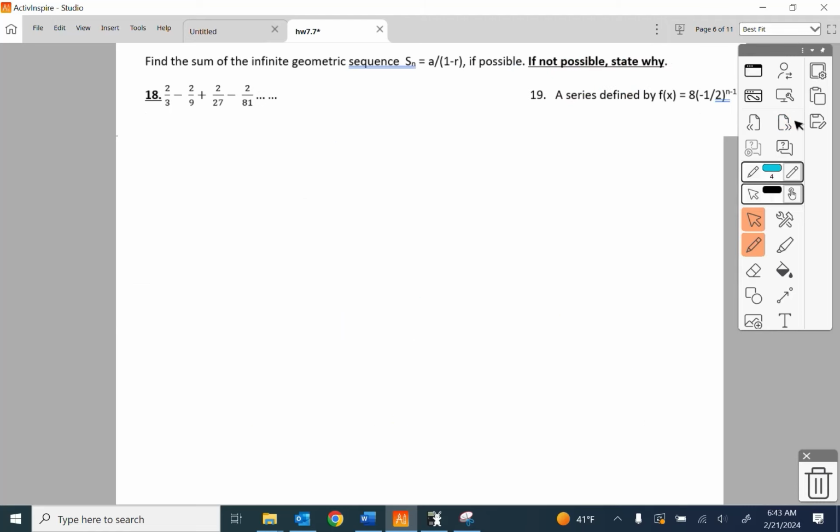Find the sum of the infinite geometric sequence, S of n equals a sub 1 divided by 1 minus r, if possible. If not, state why. Now I'm told this is geometric, so my ratio has to be the second term over the first term. So here it's going to be a negative 2/9, sitting pretty over 2/3.